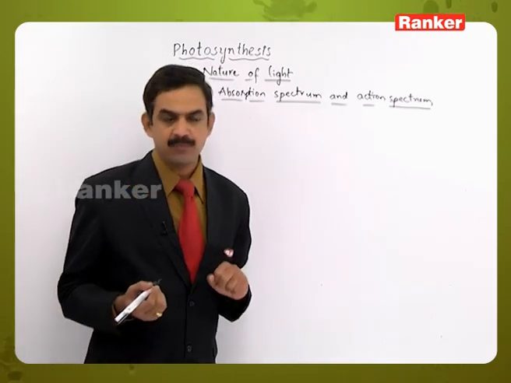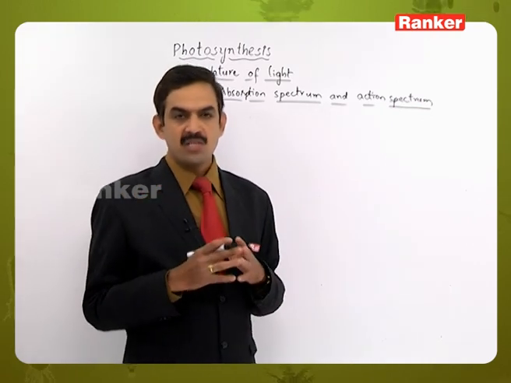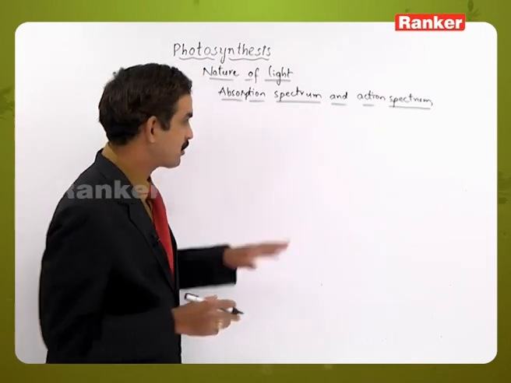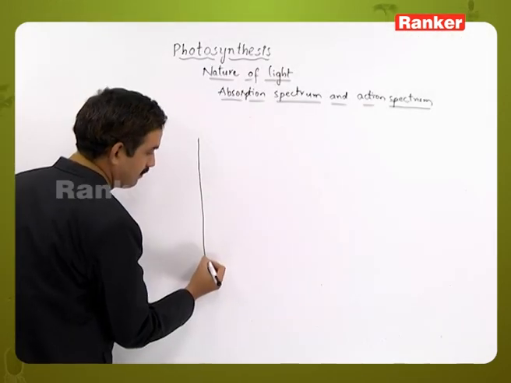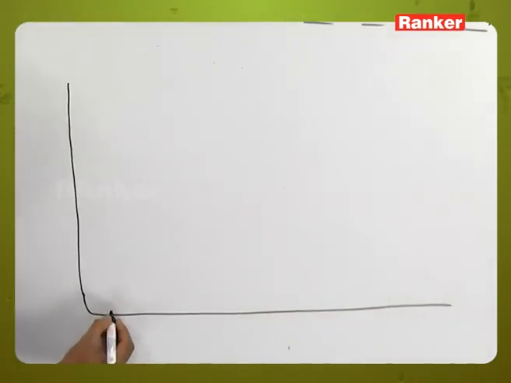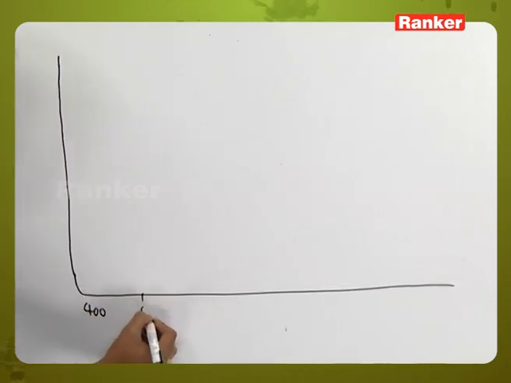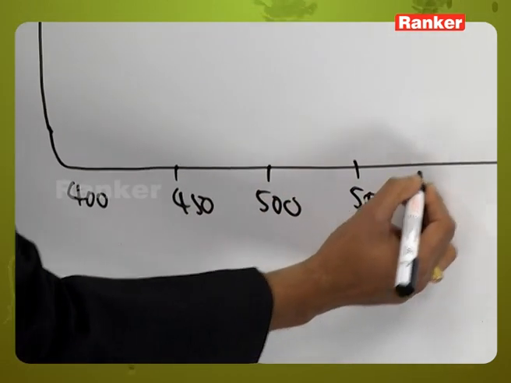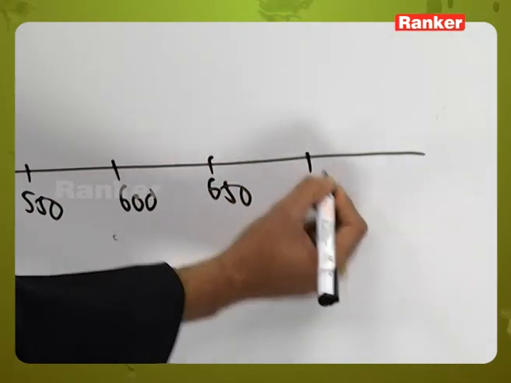Next one is the action spectrum. Action spectrum is a graphical representation of the photosynthetic rate at different wavelengths by different photosynthetic pigments, and that is called the action spectrum. So if you plot the action spectrum, the wavelength is somewhere between 400, 450 nanometers, 500 nanometers, 550 nanometers, 600, 650 nanometers and around 700 nanometers.